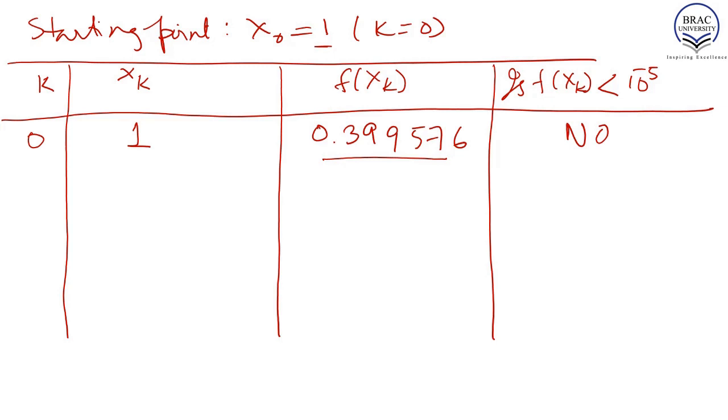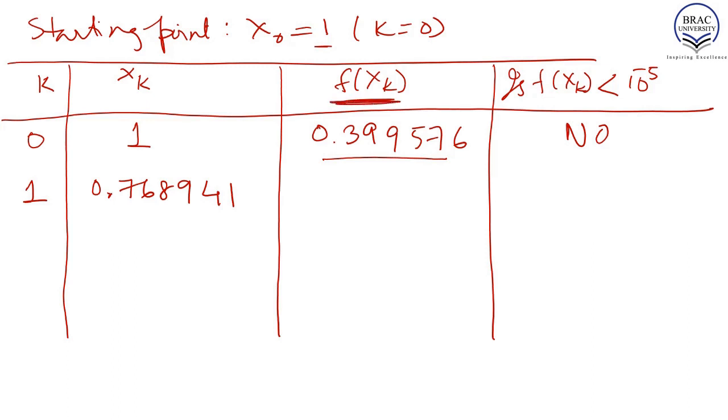So the answer is no. So we continue to the next iteration. Now k will be 1. So this will be x1. What is our x1? We can compute it using the iteration function, plugging in the value x equal to 1 there, and then you can find that it will be 0.76891. And then for this value we compute the function, which is the given function f of x.